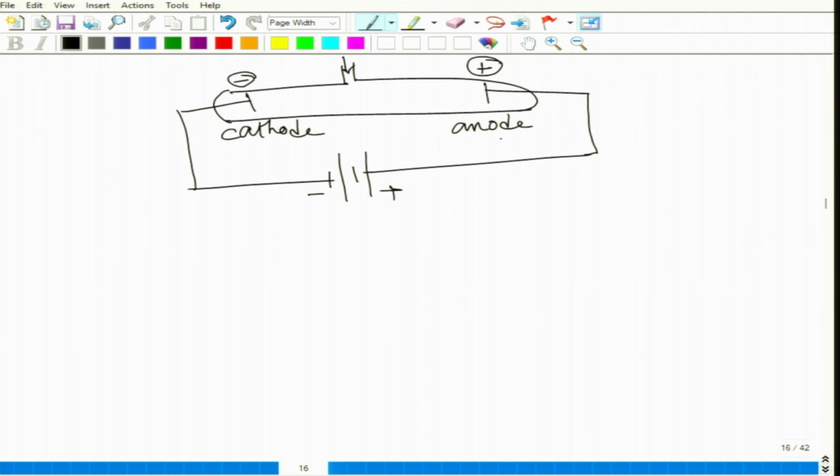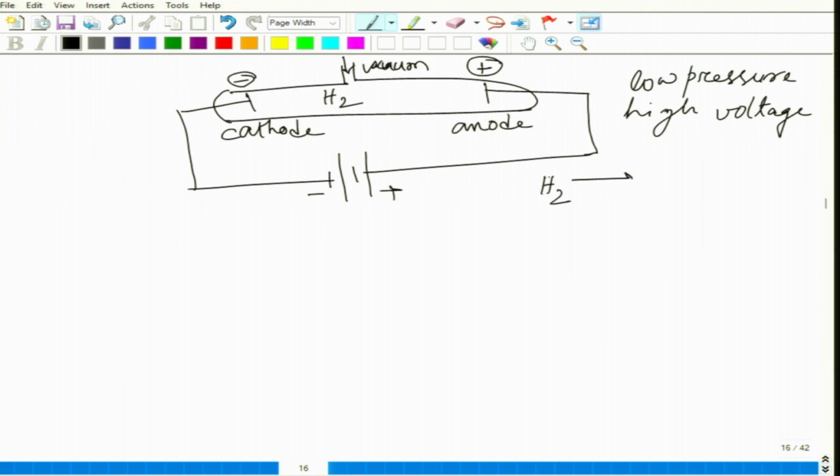The system was maintained at low pressure and high voltage. The pressure was controlled via vacuum and some gas was taken here. So, this gas split up like this. Splitting was not explained at that time. We know now that electrons are released.